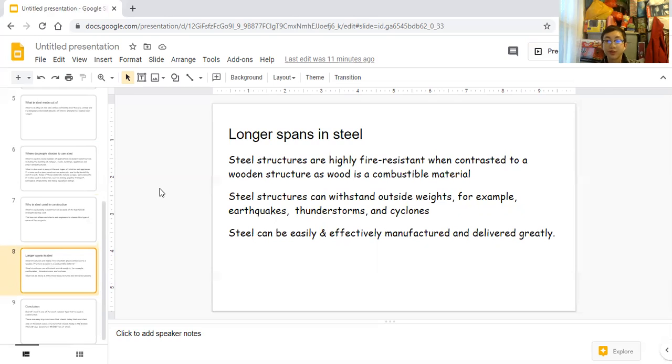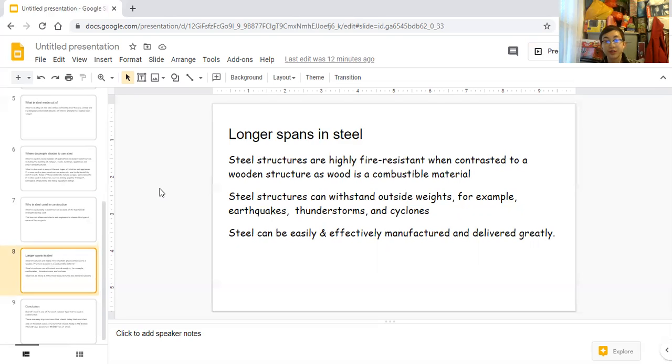Steel structures can also withstand outside forces, for example, earthquakes, thunderstorms, and cyclones. When the floor shakes from an earthquake, steel structures will stay intact with each other and will not break apart, unlike brick masonry or concrete, which will seem to fall apart when there's a large magnitude of earthquakes.